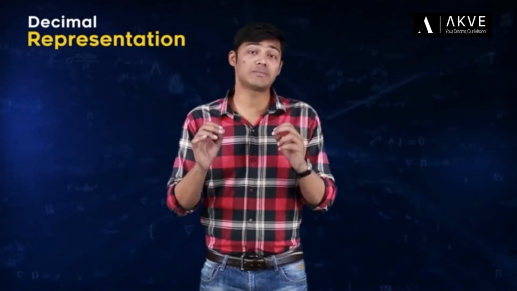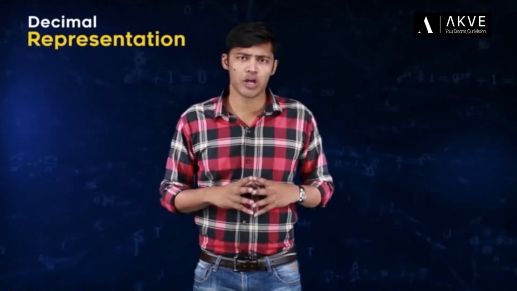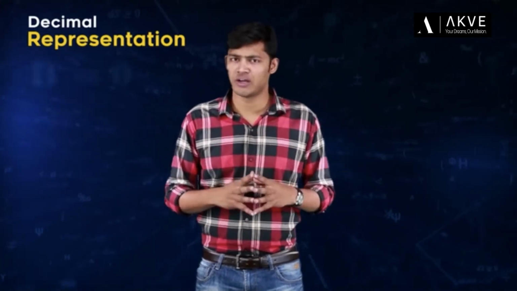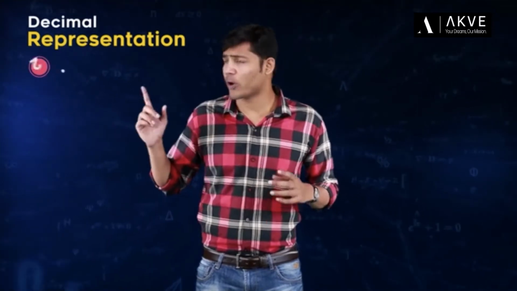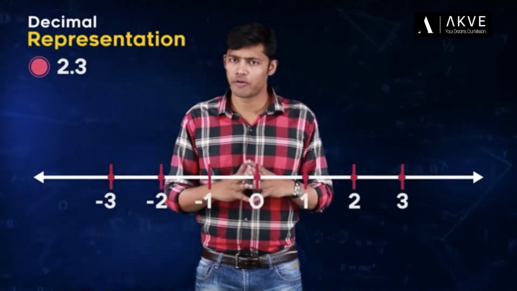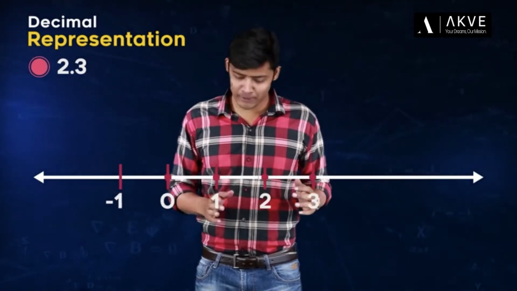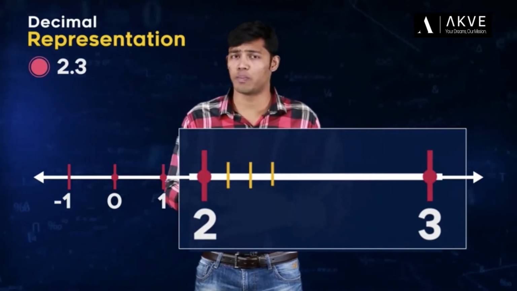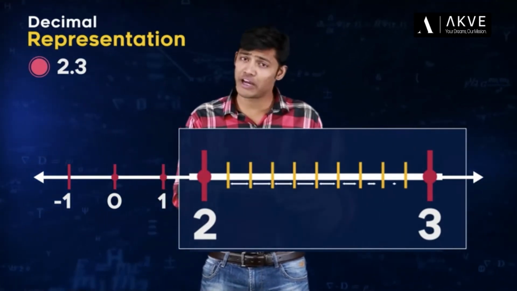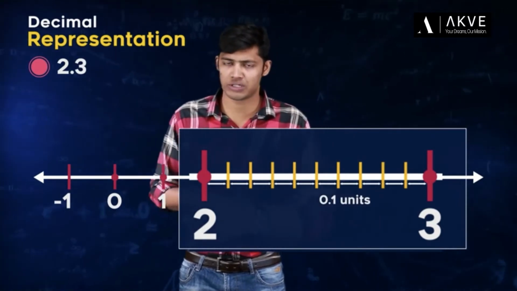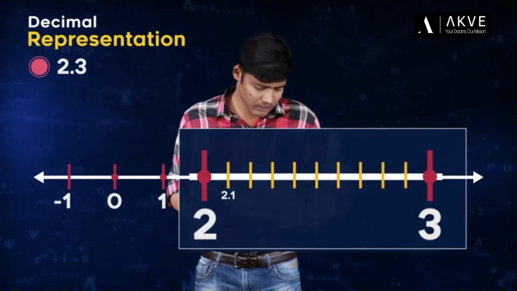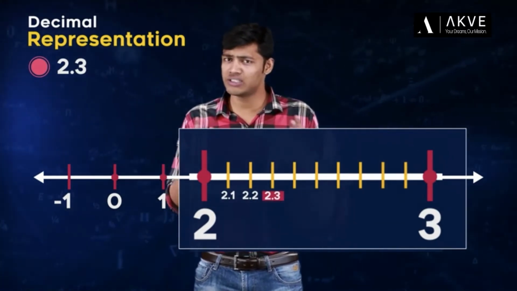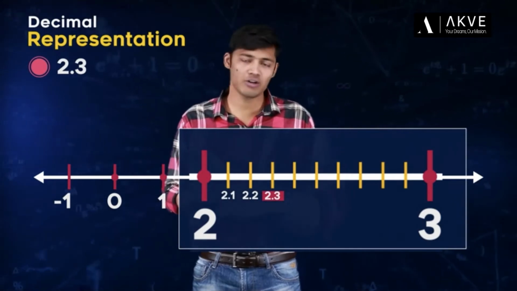After understanding the decimal representation of the rational numbers, let's try to represent them on the number line in their decimal representations. Let us say we have to locate the number 2.3 on the number line. First, we will magnify the line segment between 2 and 3 such that we divide it into 10 equal parts. Now, the length of each part will be 0.1 units. So, this point is 2.1, this point is 2.2, and this is our required point 2.3. This is how we plot decimal numbers on the number line.